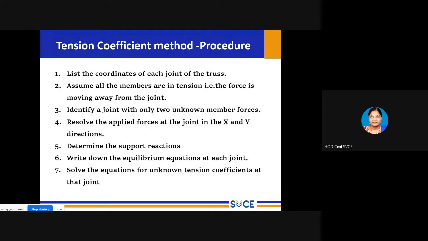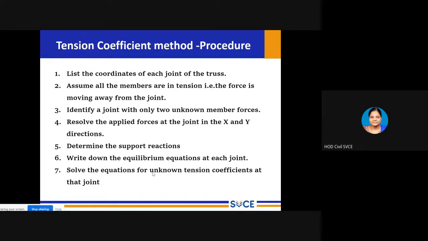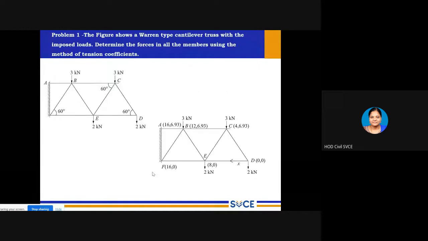Once a joint is over, you proceed to the next joint, until you get the forces of all the members. It's not step five, you have to repeat the previous step. Select the next joint with only two unknown member forces, apply the equations of equilibrium and obtain the tension coefficient. And finally, after getting the tension coefficients, you can make use of this equation to get the final forces in the members. Okay, so this is the summary of the procedure using the tension coefficient method.